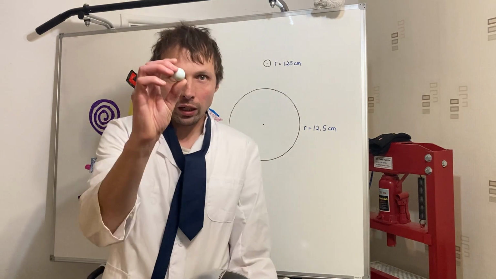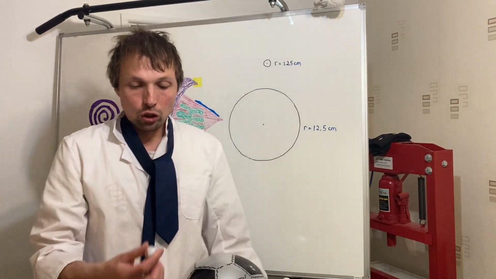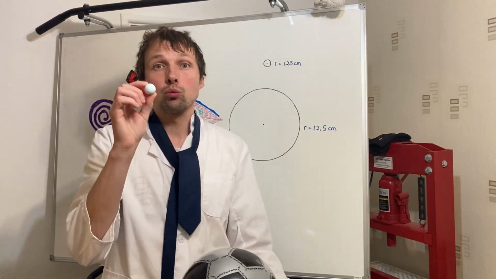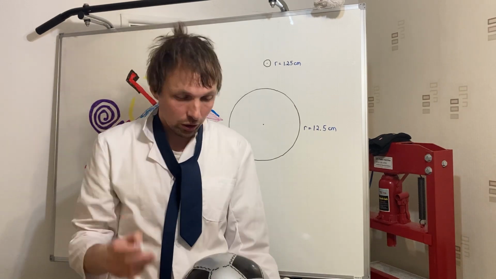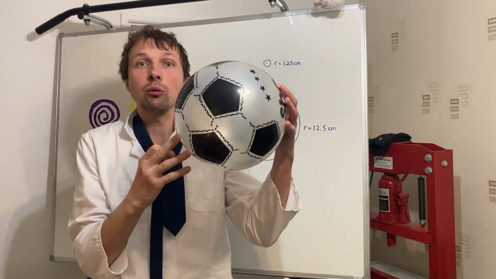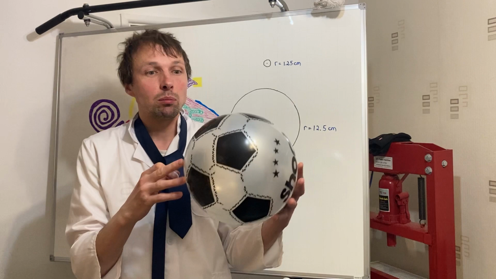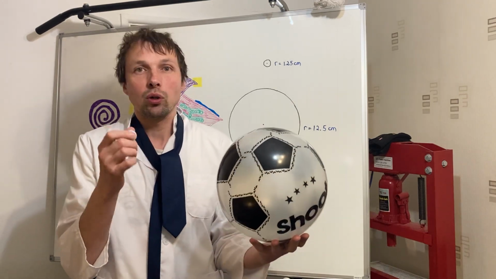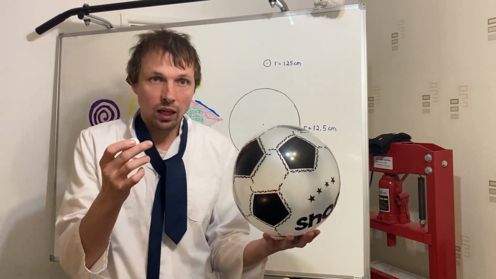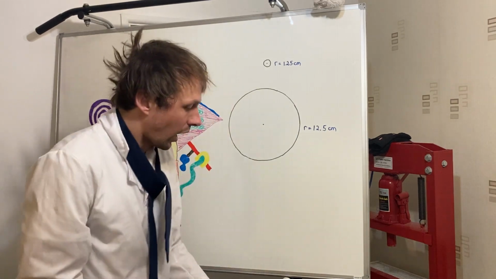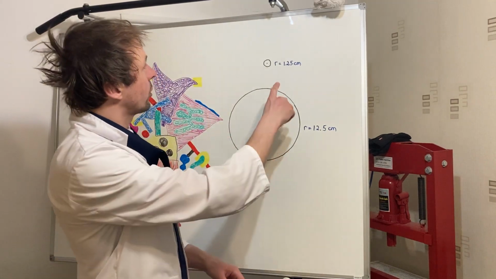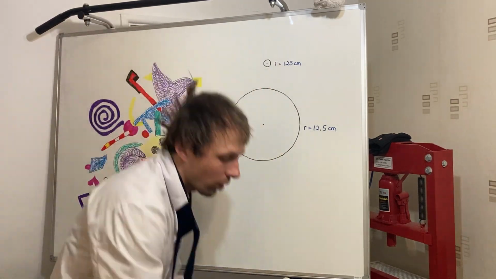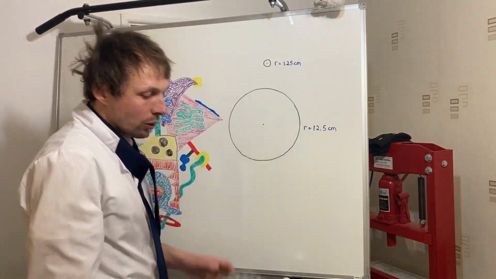A small one and a big one. So the radius of the small one is 1.25 centimeters and the radius of the big one is exactly 10 times bigger. Therefore it's 12.5 centimeters. And as you can see, I already put them here on the board. So this is the small ball, and this is the big one.